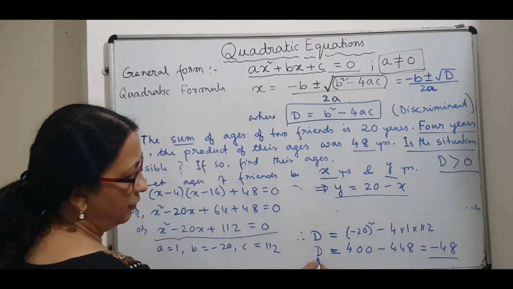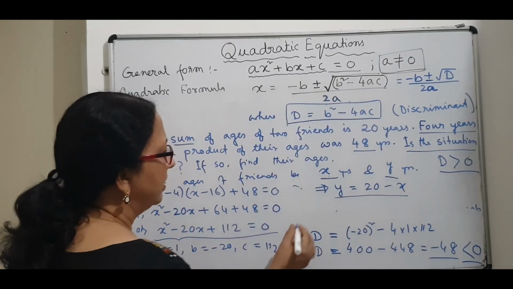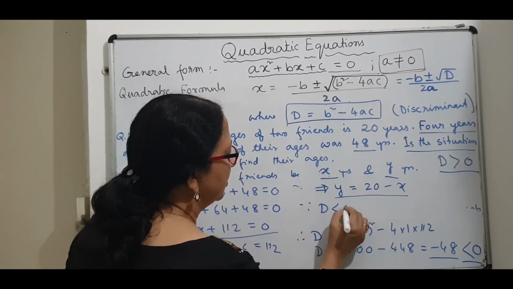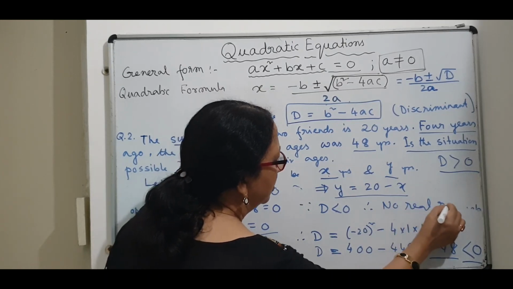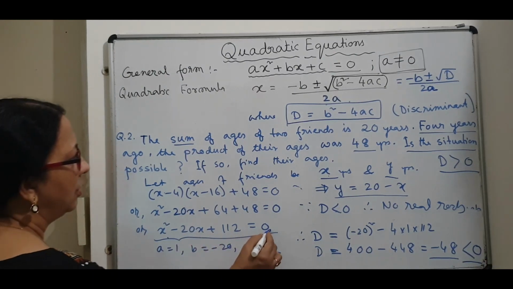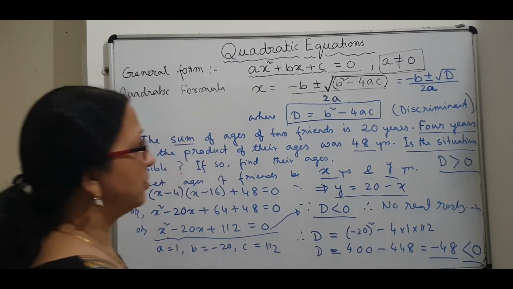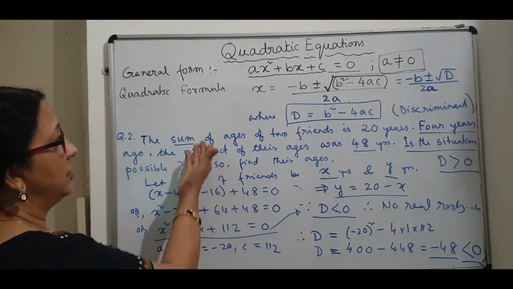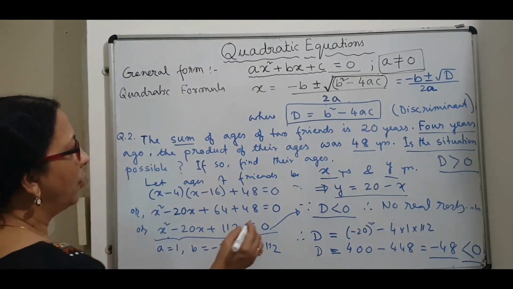So the value of D comes out to be negative, less than 0. So we write, since D is less than 0, therefore no real roots. This equation will have no real root because of this condition. Hence, no real roots means this situation is not possible. So the answer to the question, is the situation possible? We will say no, because of this condition.